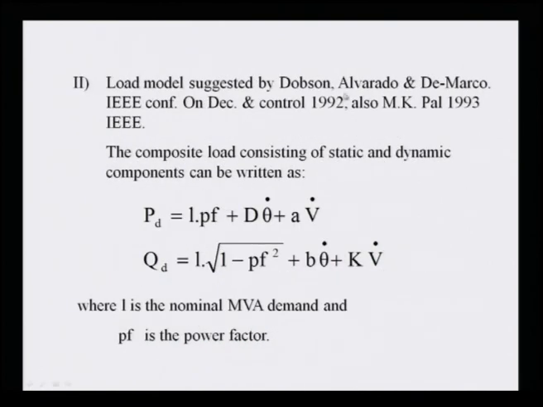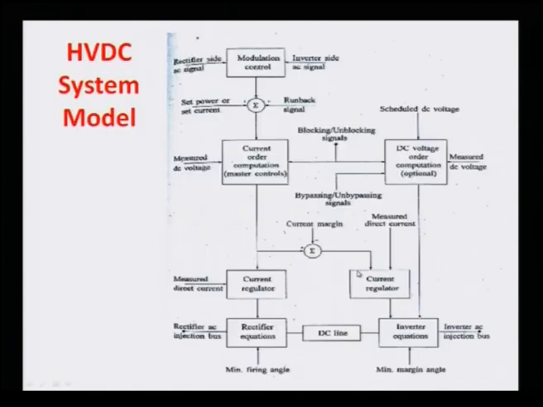Even the load model suggested by Dobson and Alvarado in their paper at the IEEE Conference on Decision and Control in 1992, and also by M. K. Pai in 1993 in the IEEE Transactions paper, used another type of composite load consisting of static as well as dynamic components. Here L is the nominal MVA demand and PF is the power factor, D is the damping, theta dot plus A, where A and B are constants. They have used this type of relation for Q, using K plus V also, and this whole dynamics they have included in their studies.